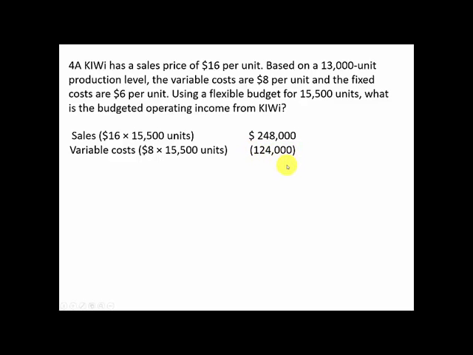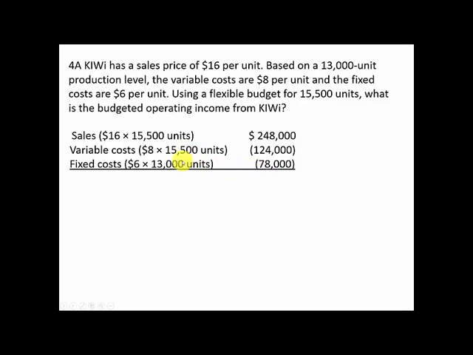And now here's something that's interesting. The only thing that really matters in this problem is this next step. Fixed costs are fixed costs no matter what. So if the fixed cost were $6 per unit at 13,000 units, that's going to mean that the total fixed cost would be 6 times 13,000, or $78,000. And it doesn't matter if we change the volume to 15,500, because those fixed costs will still remain the same.